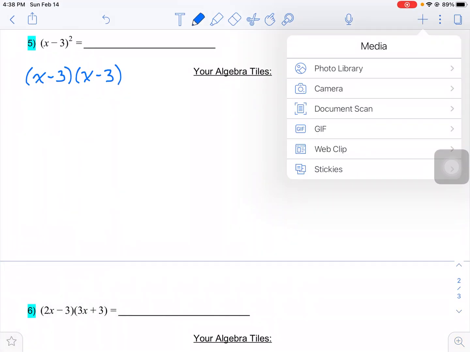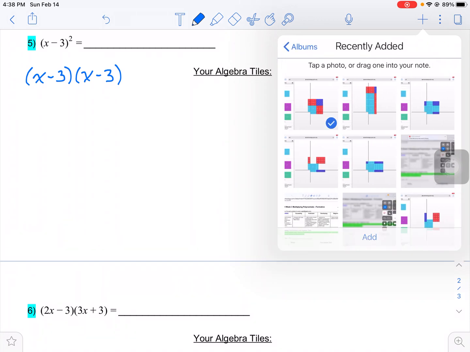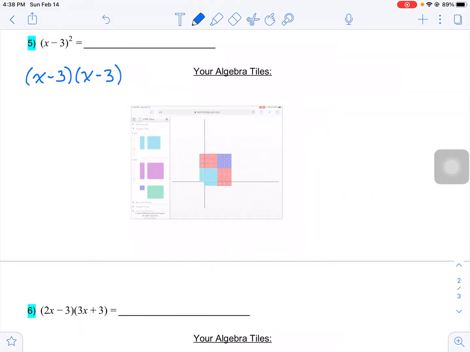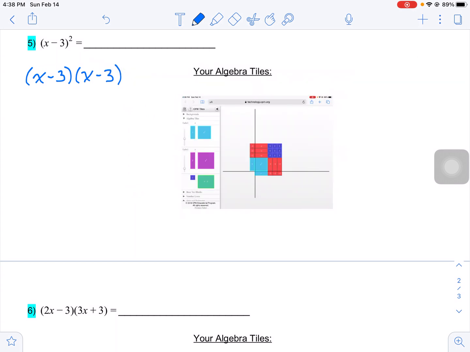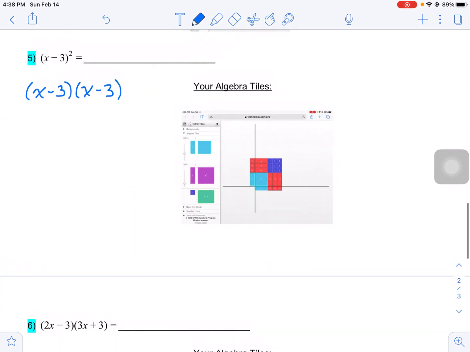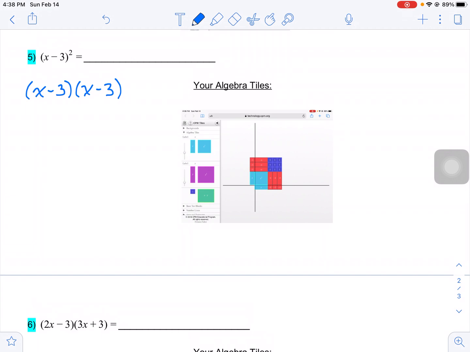Use my plus sign here. Add in that image. And then write the result. So the result was x squared minus 6x and then plus 9. So let's just double check.